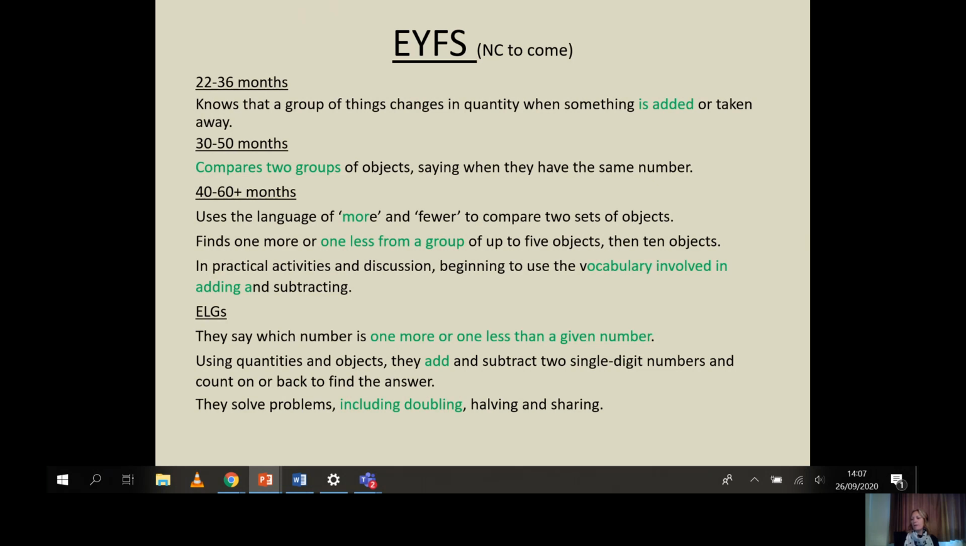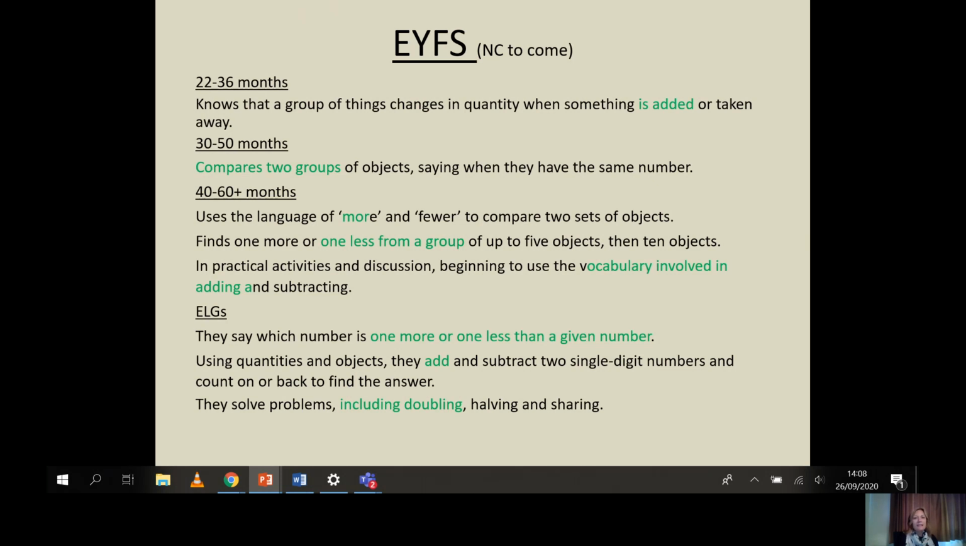Using quantities and objects, they might be using bricks, they might actually be using, do you remember we talked about the concrete, the pictorial and the abstract last week? So they would be using things to do this. They add and subtract 2 single-digit numbers, so that's numbers from 0 to 9. And they solve problems including doubling, which does come into adding, okay? Because if we're doubling a number, it's getting bigger, isn't it? We're adding, we're going further on, okay?